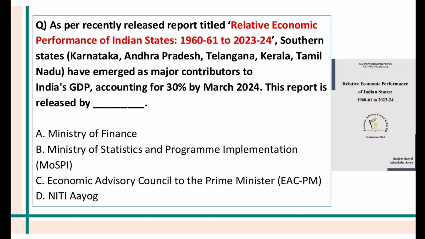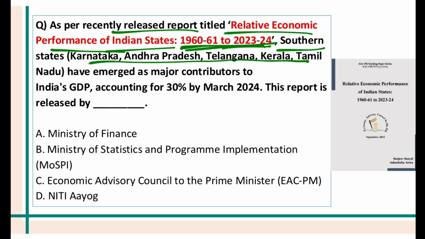As per the recently released report, Relative Economic Performance of the Indian States, this is a report released by whom? This report analyzes the data from 1960 to 2023-24. So almost 64 years of data they have analyzed, and they say that the southern states, Karnataka, Andhra, Telangana, Kerala and Tamil Nadu, contribute 30% to India's GDP.